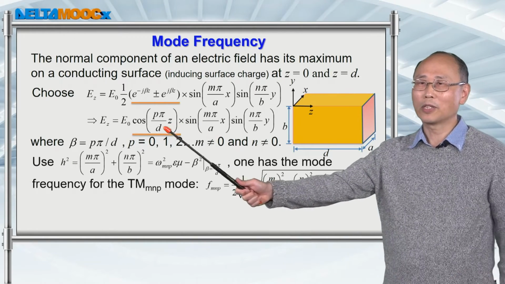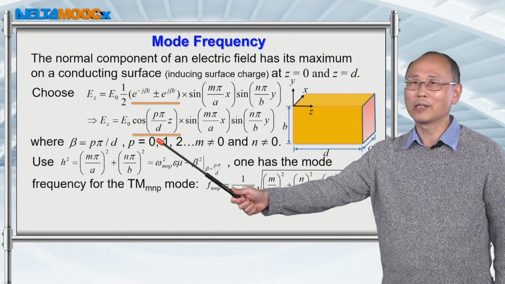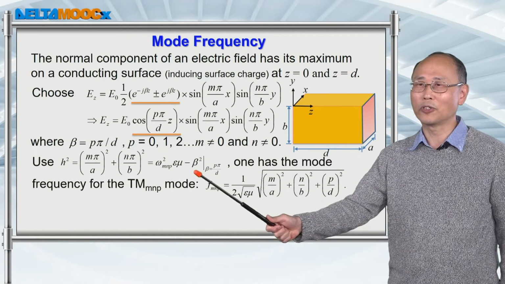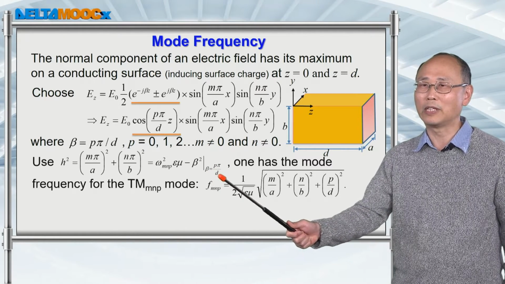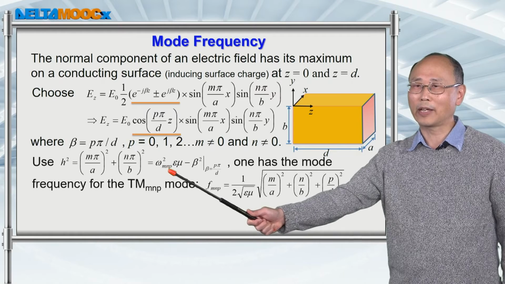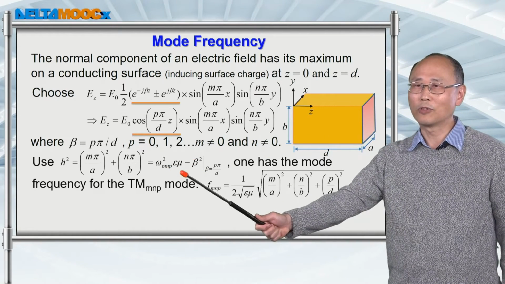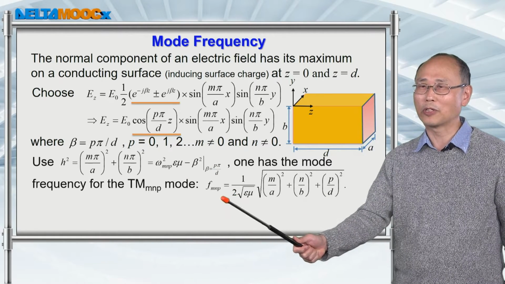So once you determine the beta value to be p pi over d, then you can put this beta value into this dispersion relationship. Just specify this beta to be equal to p pi over d. Then you can calculate the resonant frequency inside this box. And if you do some algebra, quickly you can come up with this expression.